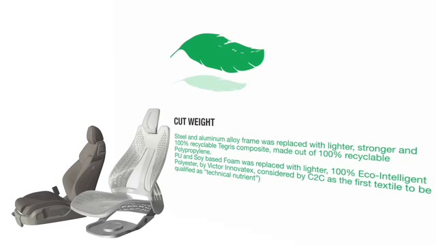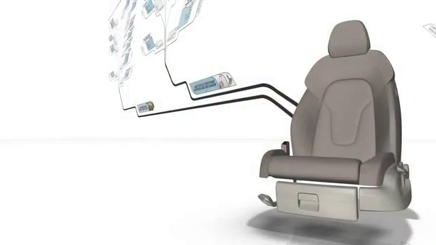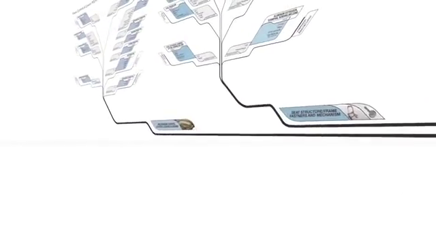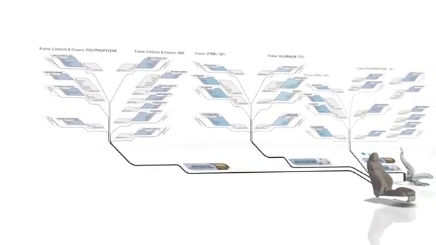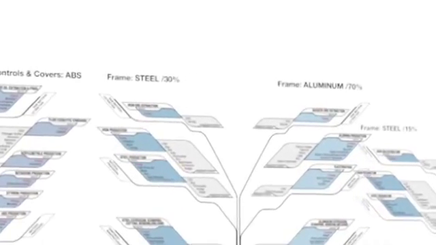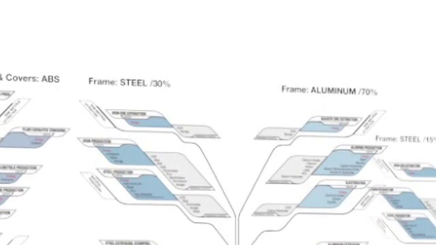And the way I met this goal was by reconsidering the material choices for the product. The structure and the cushion were the two biggest and heaviest parts of the seats. So I focused first on the structure, and that structure today, in one of the more sustainable seats, is made of around 30% steel and 70% aluminum.